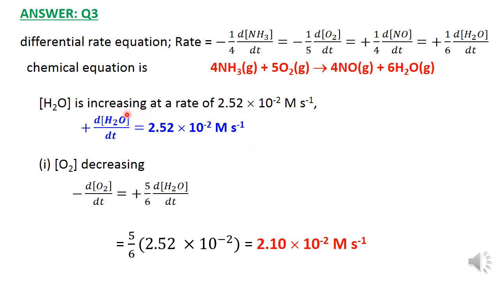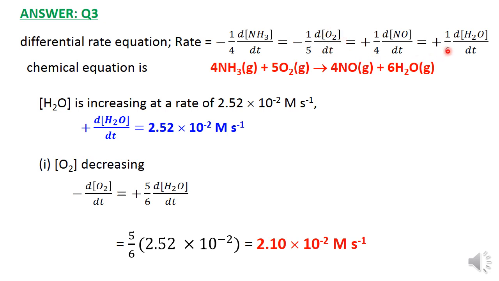So when the concentration of H2O is increasing at the rate of 2.52 times 10 to the power of minus 2 molar per second, we can write it in the form of plus d[H2O]/dt equals 2.52 times 10 to the power of minus 2 molar per second. Then for the increasing of O2, we relate the increasing of H2O with the decreasing of O2.